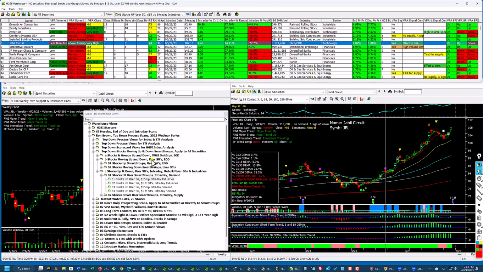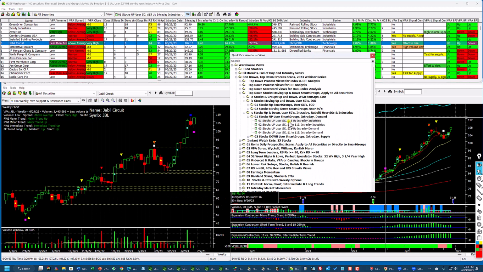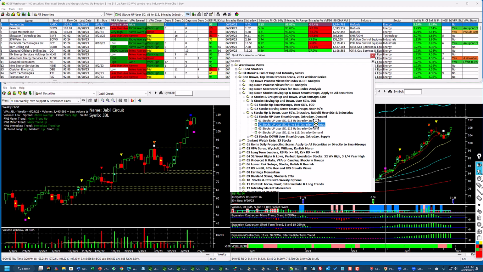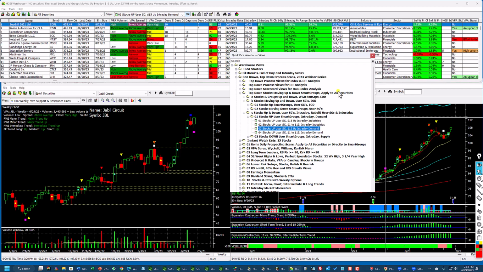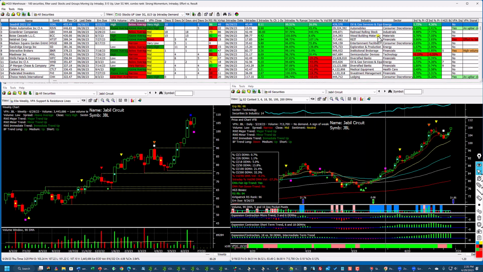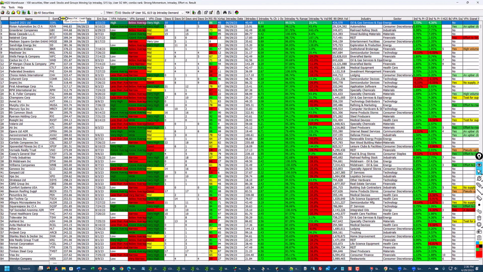So this is after I rebuilt the intraday. It says rebuild user smart groups and industries on this. These are 1 to 15. These are 15 and up. If I click on demand, $15 and up, the combo is going to bring the stocks that are most in demand based upon my combo ranking at this point.